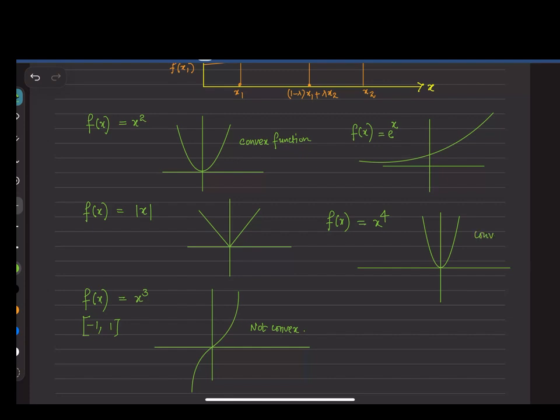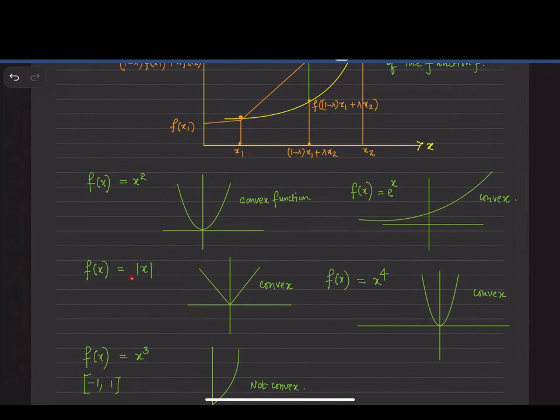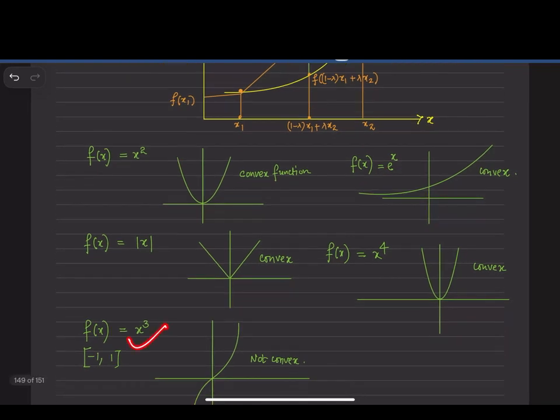This is convex. This is convex. These are convex. So this is an example of a convex function that is not differentiable. The rest all of them are differentiable, but this is an example of a convex function that is not differentiable.